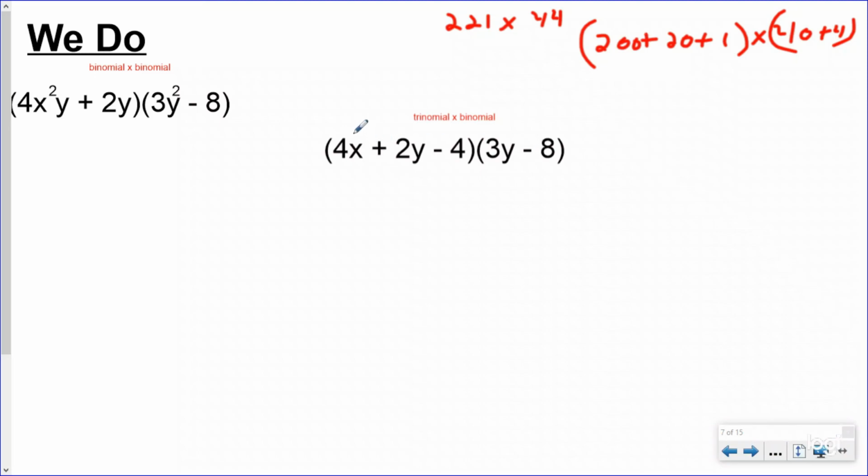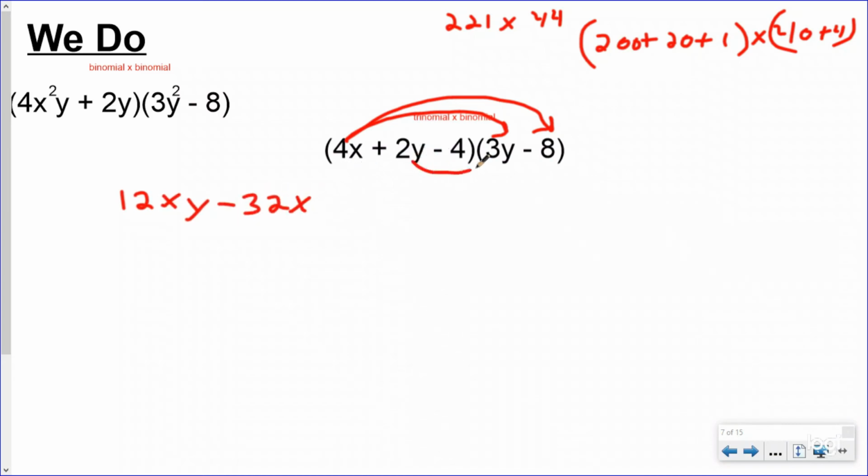So let's get started. We have to do 4x times 3y, and then 4x times negative 8. So 4 times 3 is 12xy, minus 32x. Now we have to do 2y times 3y and 2y times negative 8. So 2y times 3y would be 6y squared, minus 16y, okay?